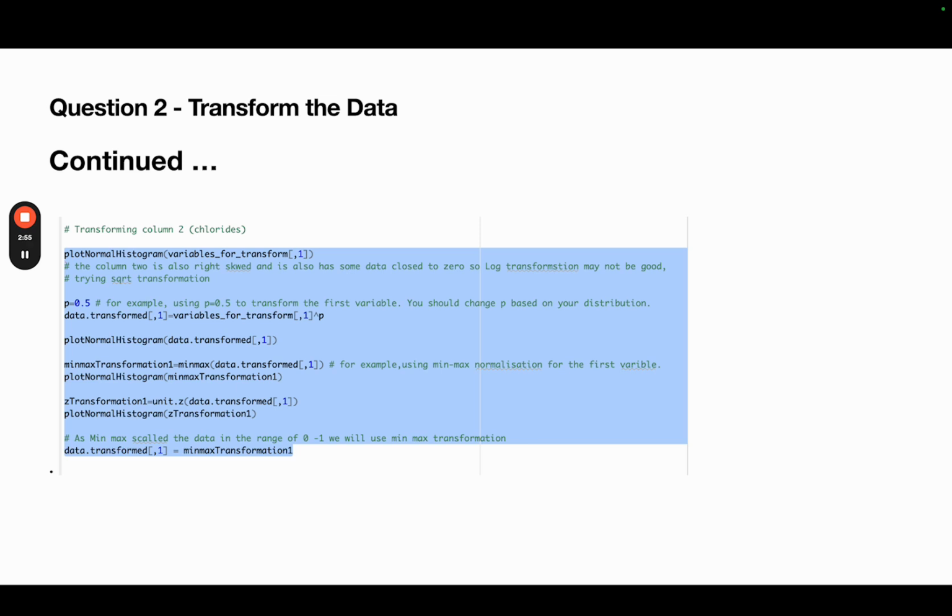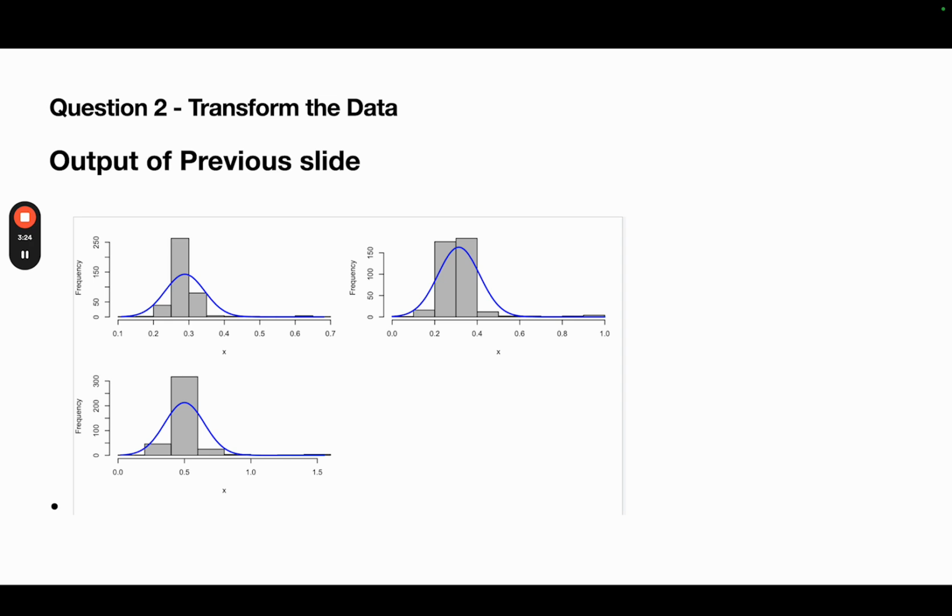Question 2 is transforming the data. After looking at the different histograms, it's important to transform the data, and the easiest way to transform the data is by plotting the data, looking at it, and transforming it. So for the second column, I used square root transformation, and I tried to use the Z-score and the min-max, and I realized that min-max is better. We can see that using the graph plotted here.